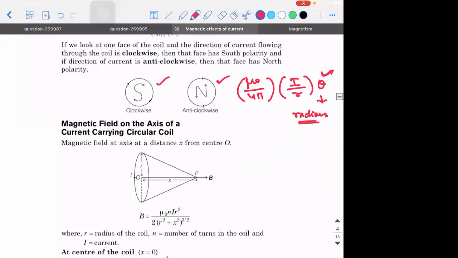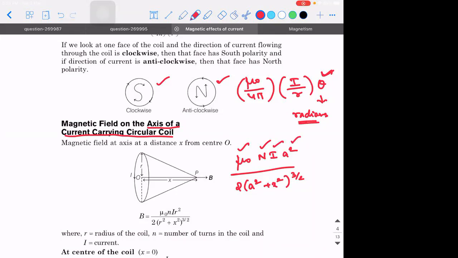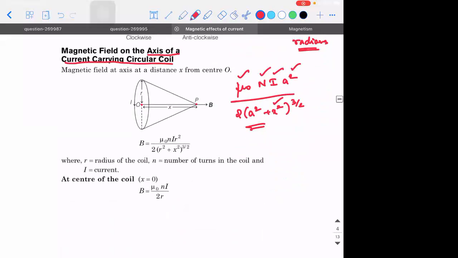Similarly, magnetic field on the axis of a current carrying circular coil is given by what formula? Mu naught N I A square divided by 2 into (A square plus X square) the whole power 3 by 2, where mu naught is a constant. Capital N stands for the number of turns, I stands for the current, A stands for the radius, and X stands for the distance from the center to the point where you're trying to calculate the field. Okay. So from this formula, if you have to calculate it at the center, then you will get the formula as mu naught N into I divided by 2A.